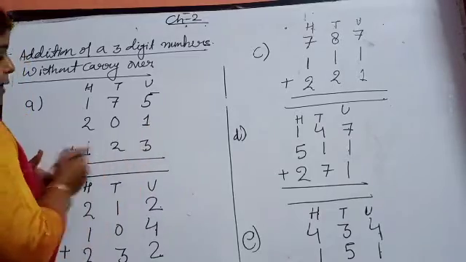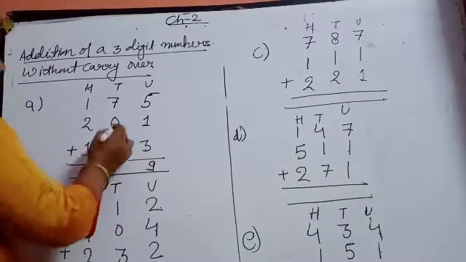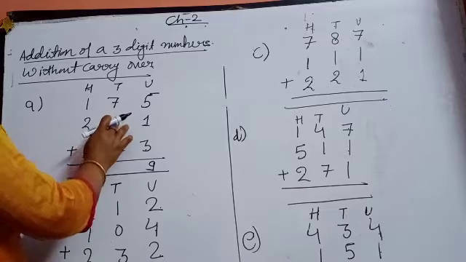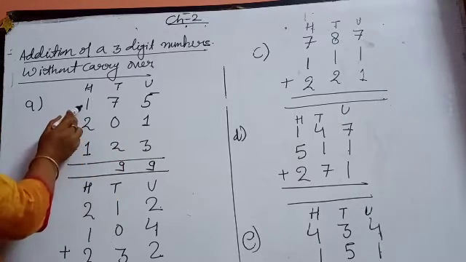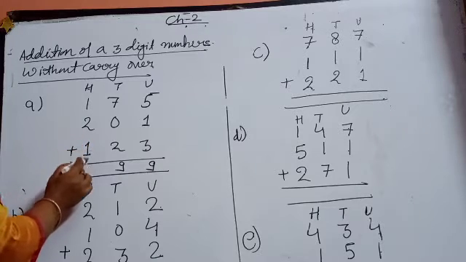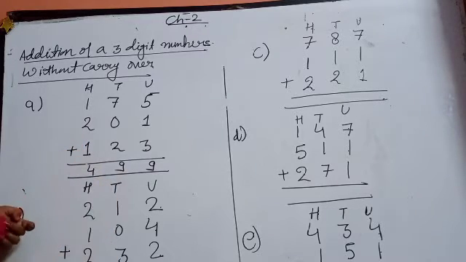6 plus 3, 9. So you will write 9. 7 plus 0, 7. Plus 2, 9. So it will become 9. 2 plus 1, 3. 3 plus 1, 4. It will become 4. Just so simple. Nothing is there, beta. And I know that all the children are able to do up to here.